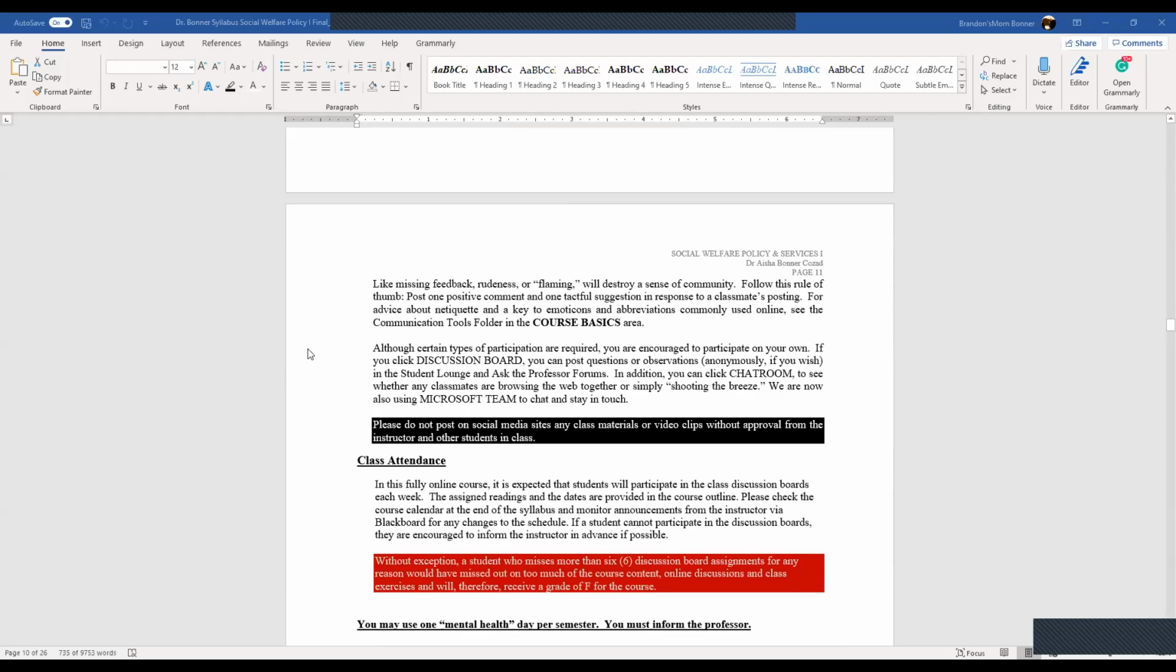Please do not post any social media sites or video clips. If you have a side business, don't post a link to your sales page. It is all online, and so it has that sort of internet feel to it, but this is a classroom, and it's simply not appropriate.